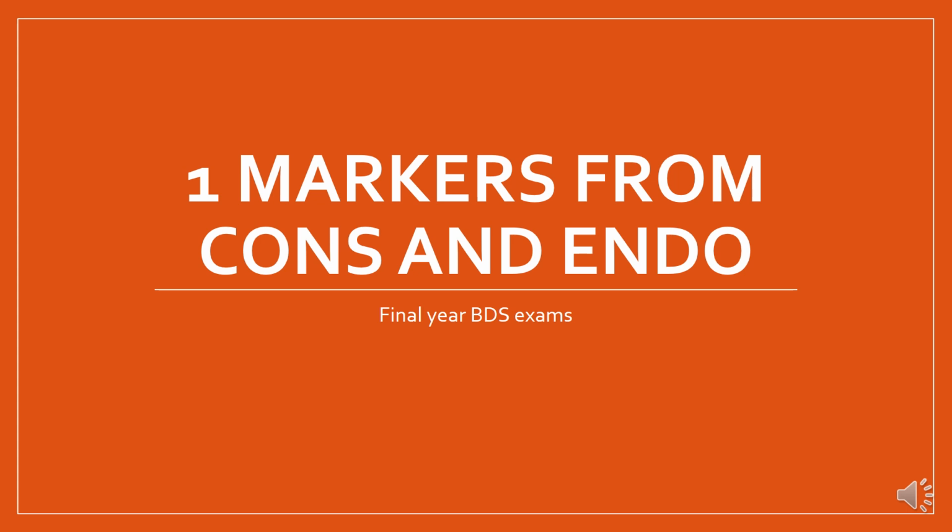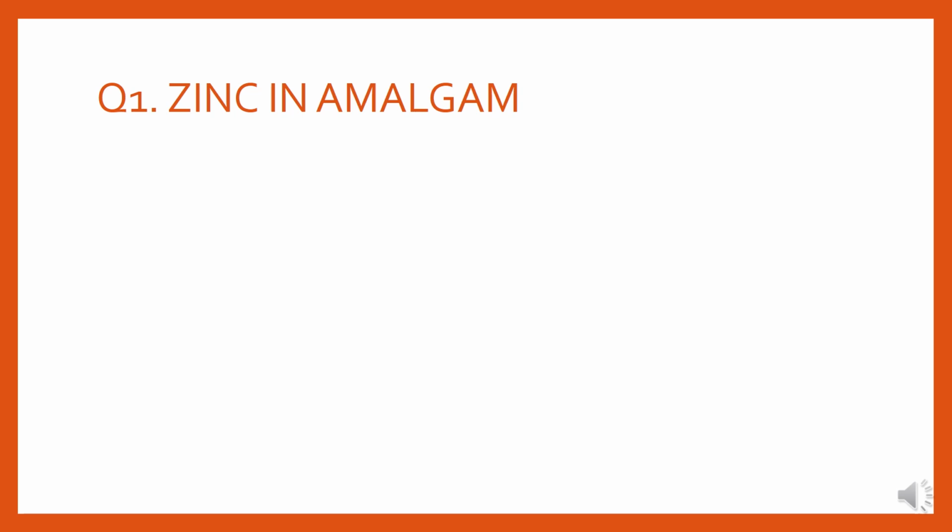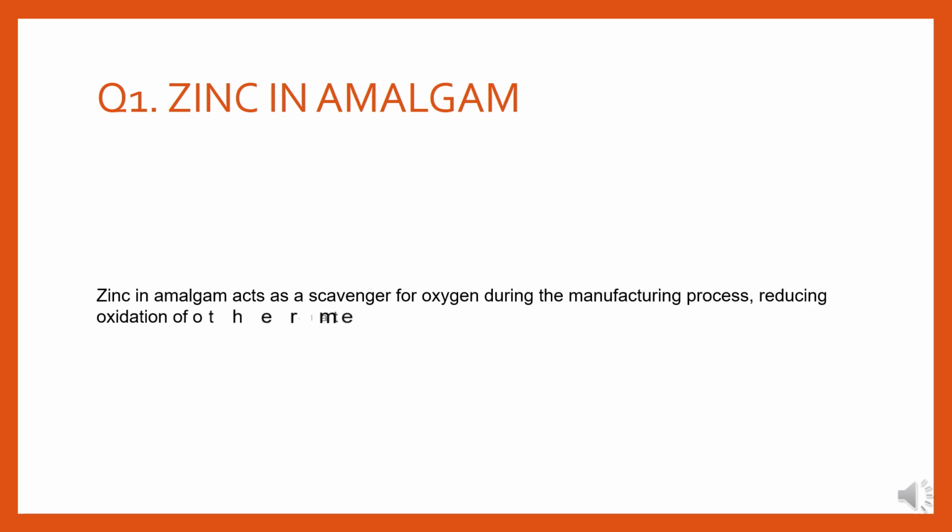I'm back with another video containing the 1 markers from cons and endo for your final year BDS exams. First question is zinc in amalgam. Zinc in amalgam acts as a scavenger for oxygen during the manufacturing process, reducing the oxidation of other metals and enhancing the longevity and integrity of the amalgam restoration.